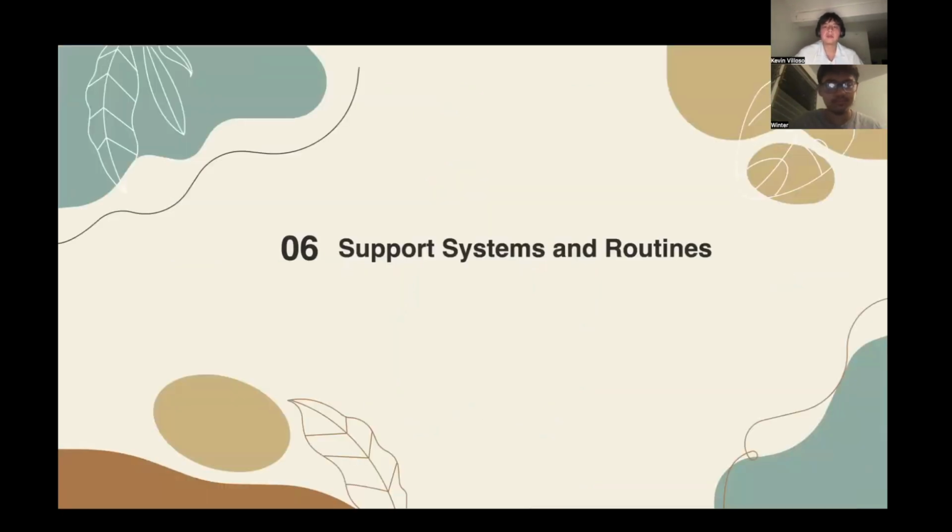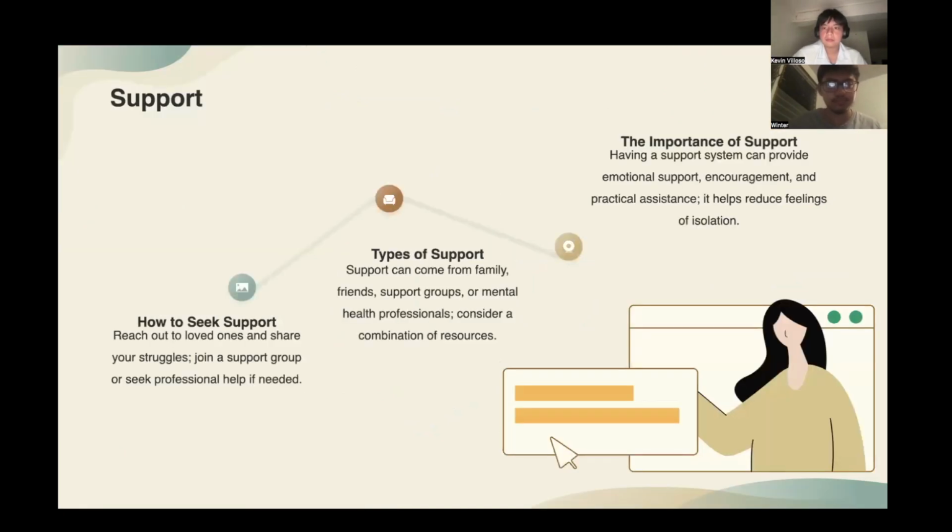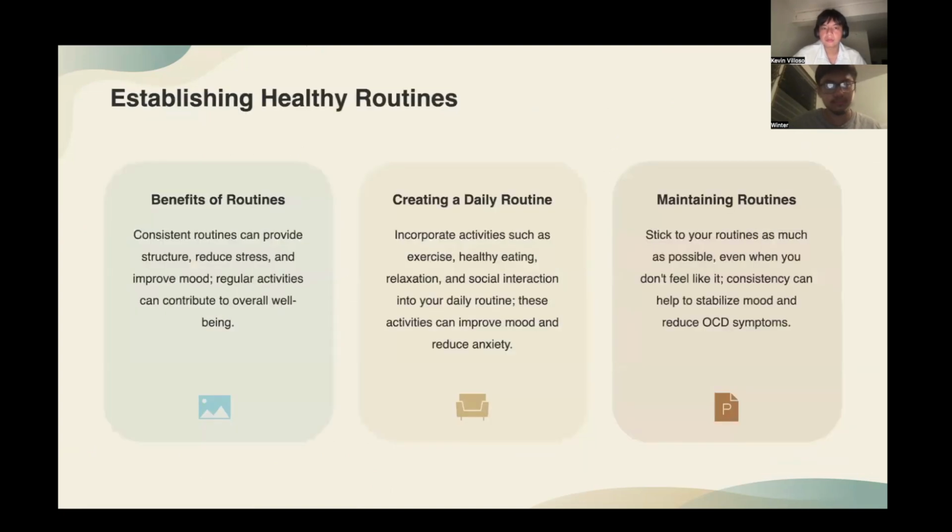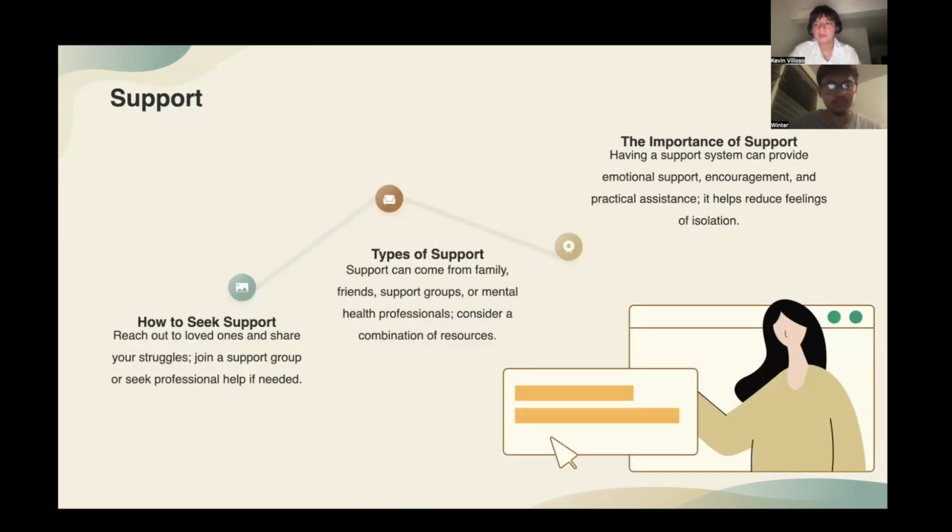And then there's also support system and routines. The importance of support. Having a support system can provide emotional support, encouragement, and practical assistance. It helps reduce feelings of isolation. How to seek support: reach out to loved ones and share your struggles. Join a support group or seek professional help if needed. The types of support are family, friends, support groups, or mental health professionals. Consider a combination of resources.